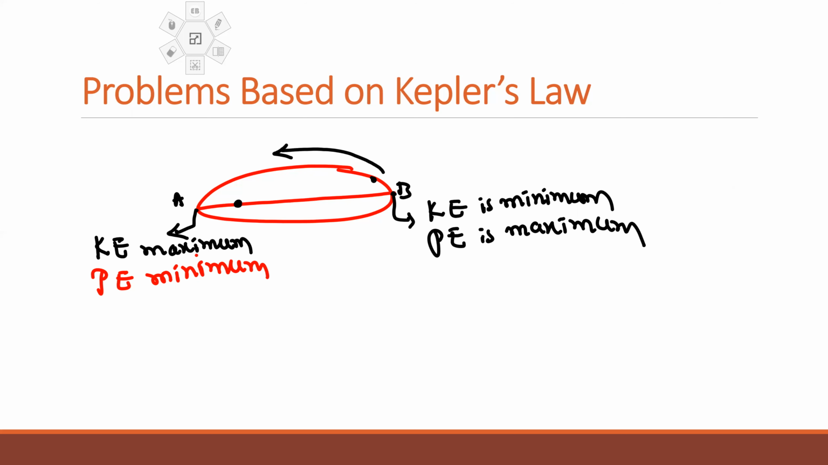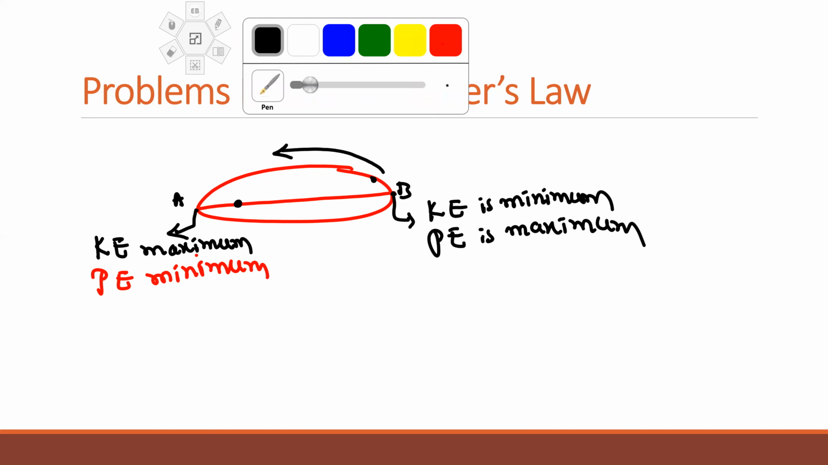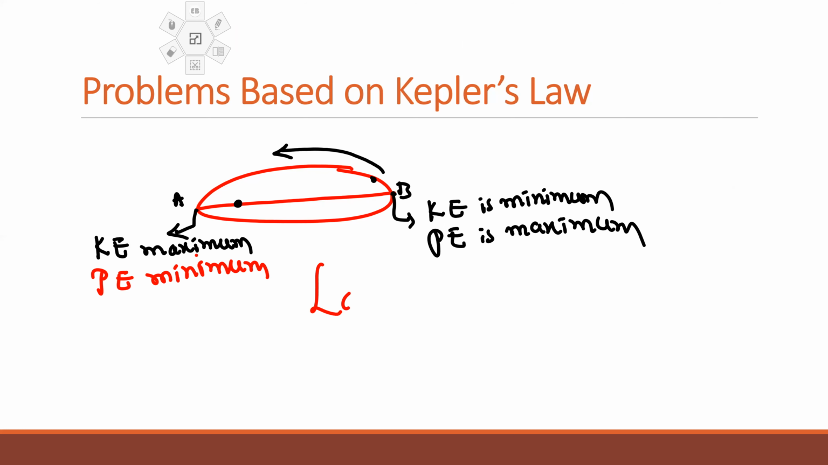Like this, varieties of problems come on Kepler's laws. The second law says the areal velocity remains constant. And sometimes they ask a question: Kepler's second law is a consequence of what, what is the significance of it? The significance is the law of conservation of angular momentum.